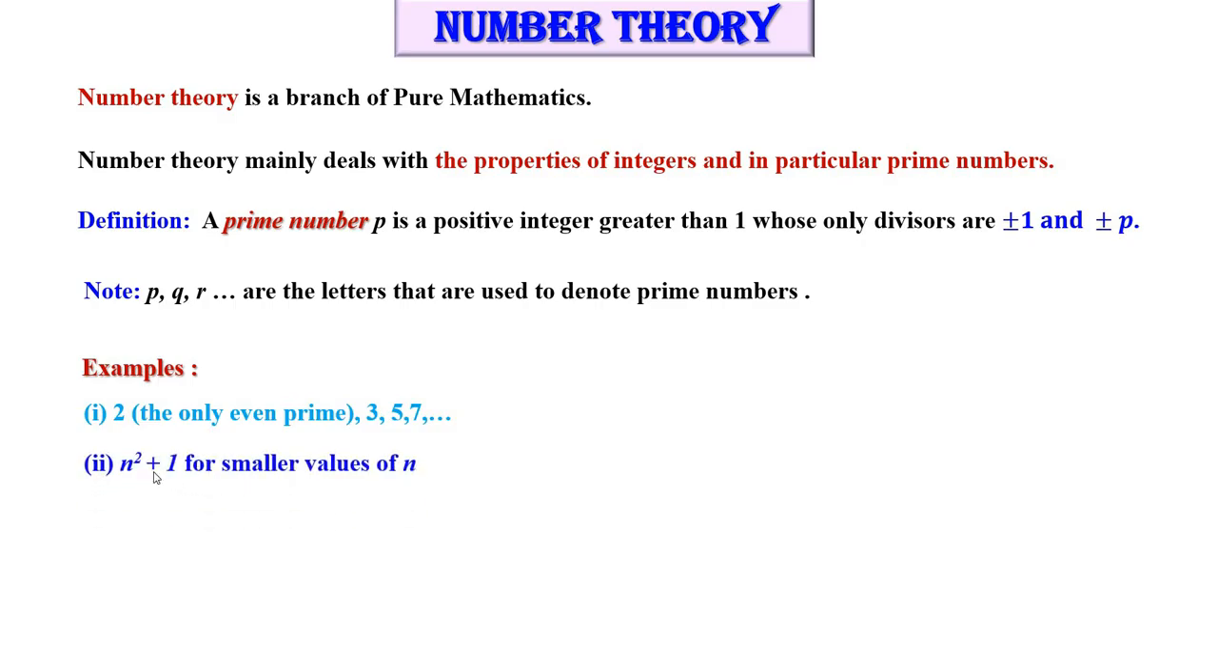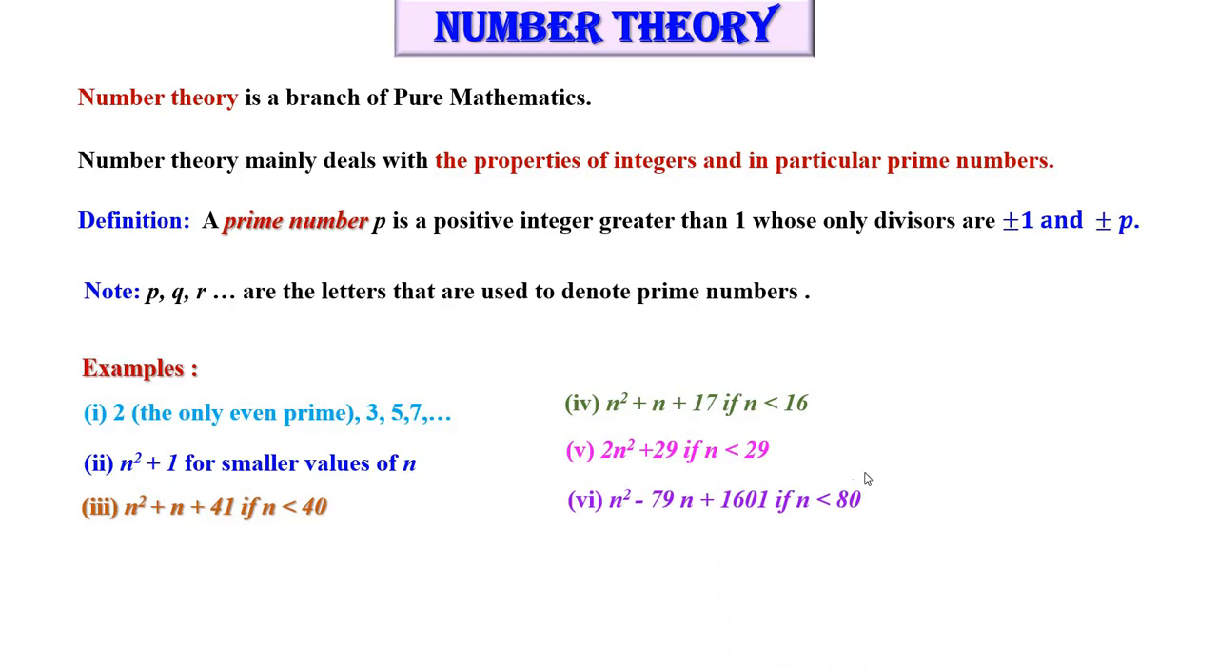And we have n square plus 1 giving prime numbers for smaller values of n. n square plus n plus 41 if n is less than 40. n square plus n plus 17 if n is less than 16. 2n square plus 29 if n is less than 29. n square minus 79n plus 1601 if n is less than 80. 2 raised to 2 power n plus 1 if n is less than 5.